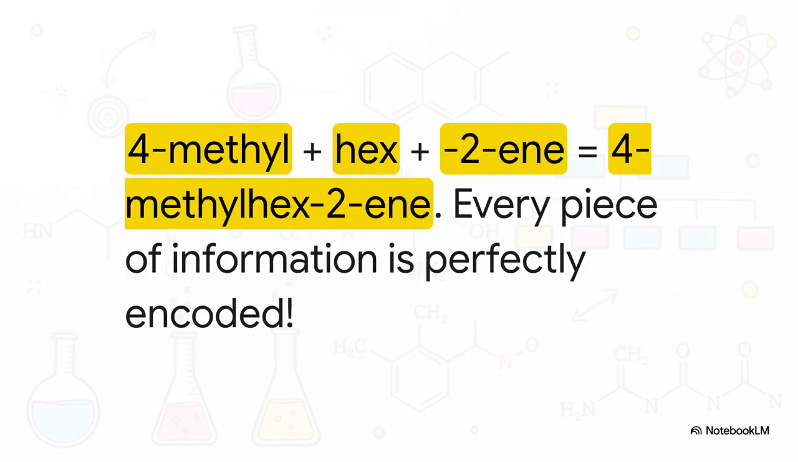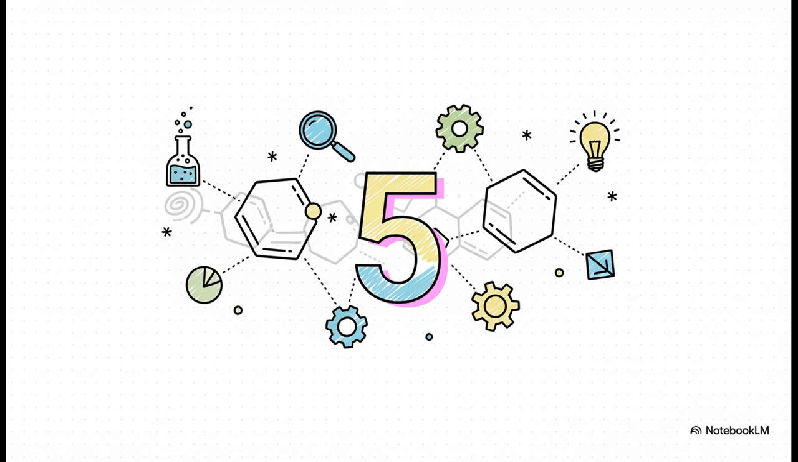Now we just assemble the pieces in the right order. Prefix first, then the root, then the suffix. And what do we get? 4-methyl-hex-2-ene. Boom! Every single piece of information we started with is perfectly encoded right there in the name. We've built the address. And that's really the whole secret. It isn't some kind of magic. We just used those 5 core components to turn a complicated-looking structure into a perfectly logical name.